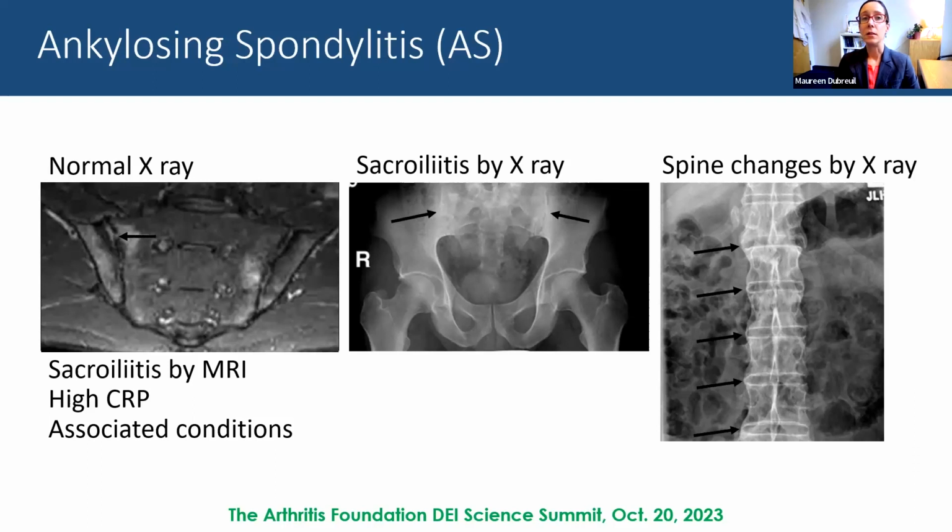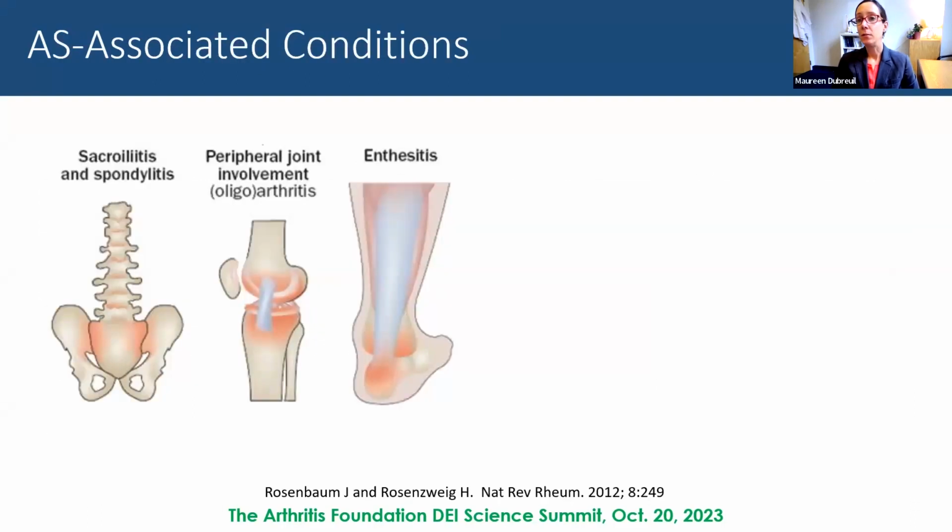These people can also be identified with elevated inflammatory markers in the blood, and often will have other associated conditions. So ankylosing spondylitis, as I mentioned, involves primarily the spine and sacroiliac joints, but can also involve nearly any joint in the body. And so that includes peripheral joints in the arms and legs, and it can also include the tendons, which are shown here as enthesitis, inflammation at the site where a tendon attaches to bone.